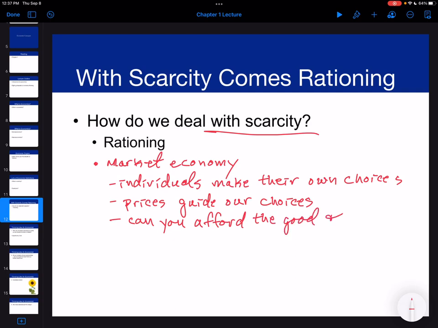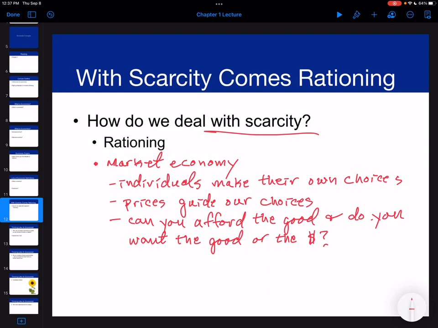And do you want the good, or the money? Right? So you have money, you can buy something, and a lot of times you have to make a choice. Is what you're going to buy worth the money you would give up to get the good? Okay.